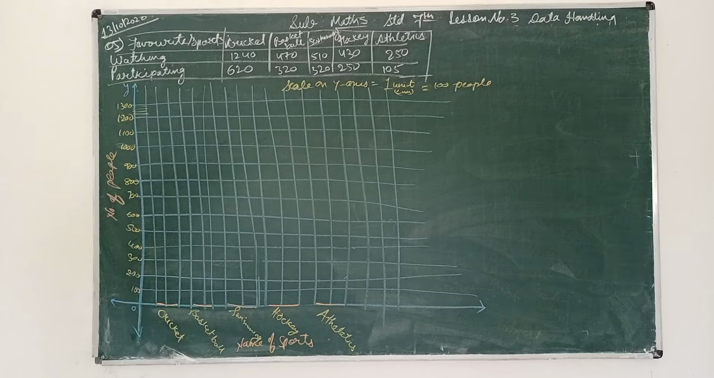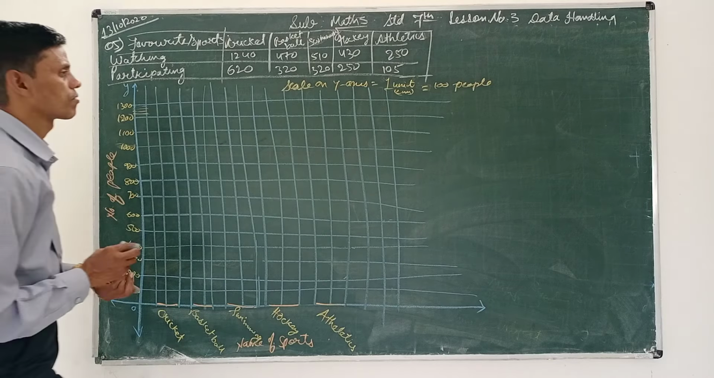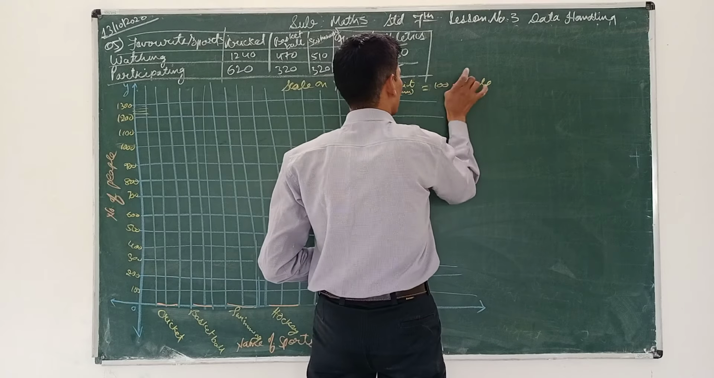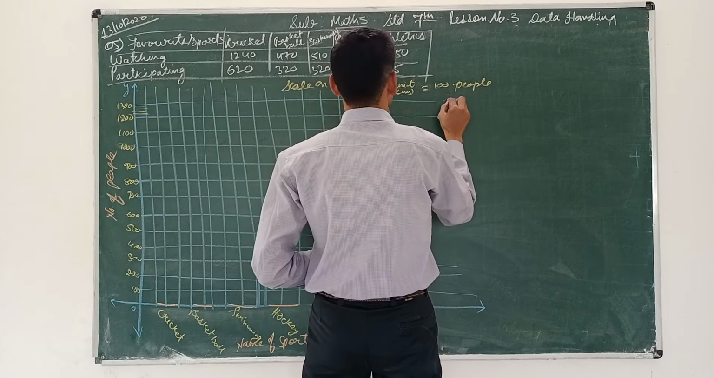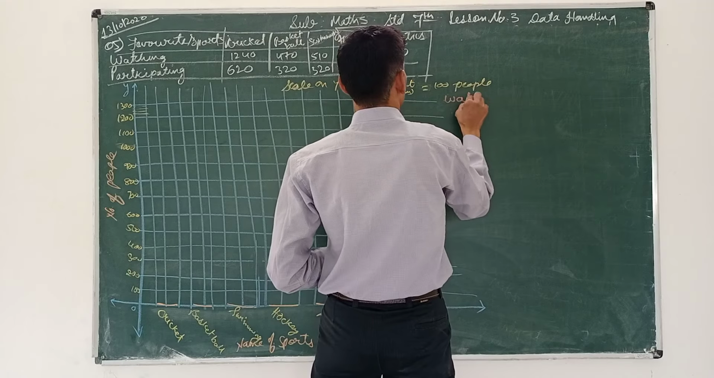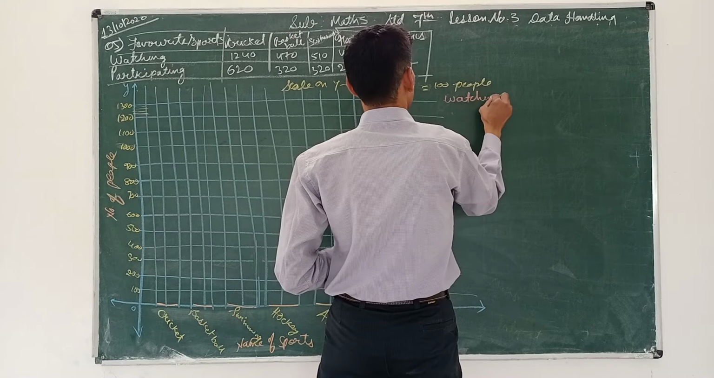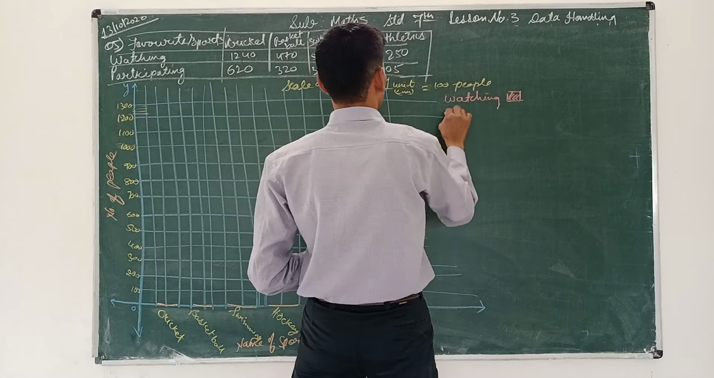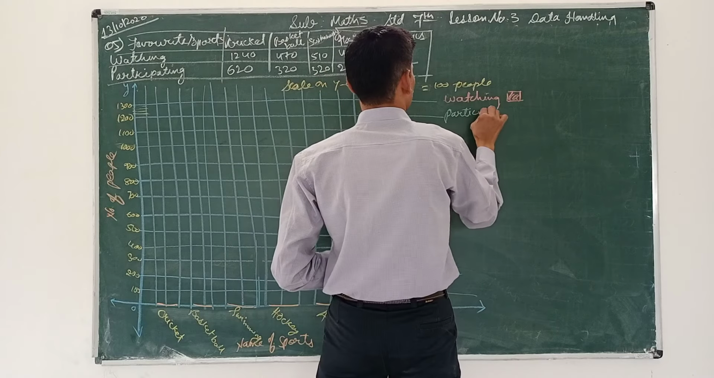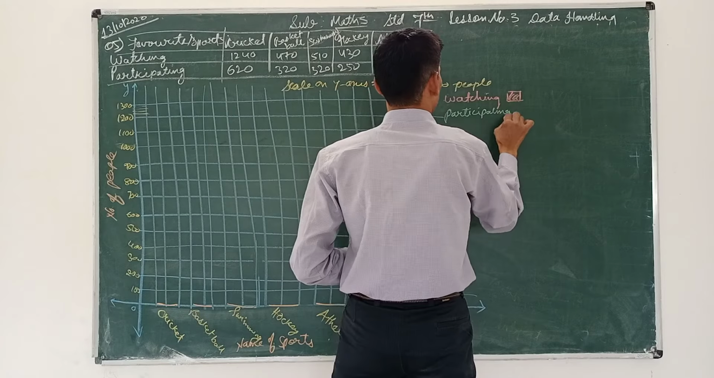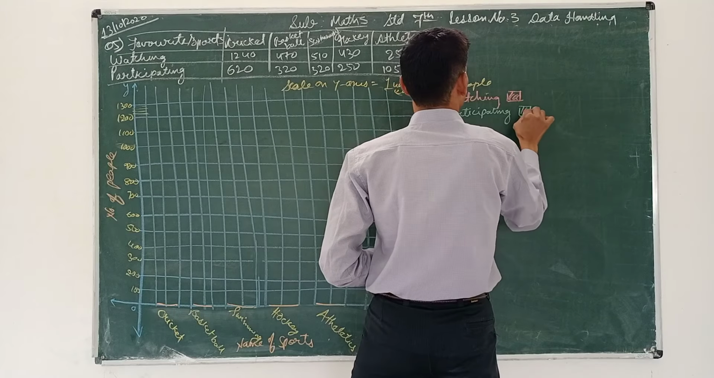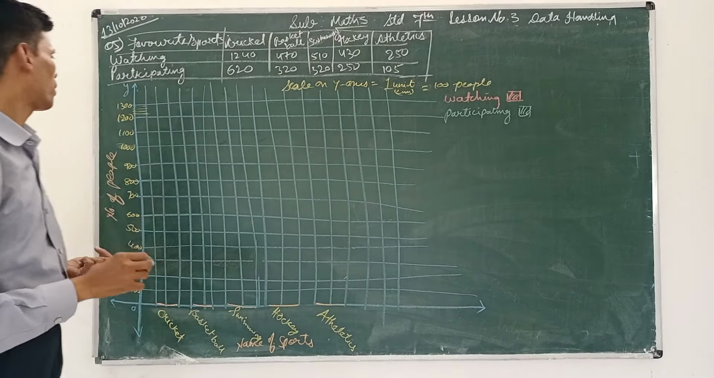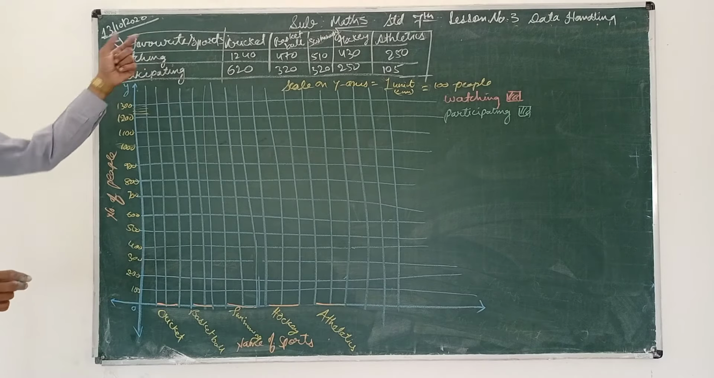Okay, we'll use red and again green. Here, what is this? Watching. We will take red and, for participating, we will take green. Okay. Now first one, cricket.